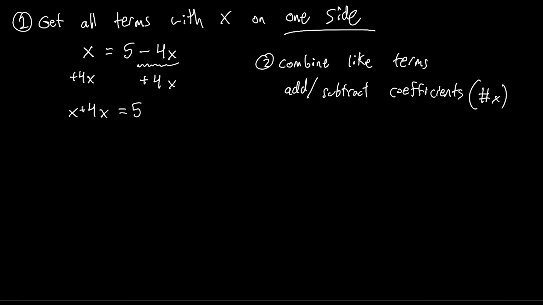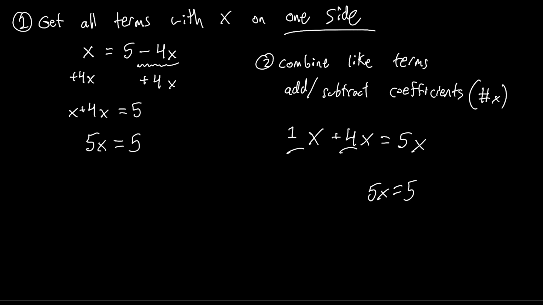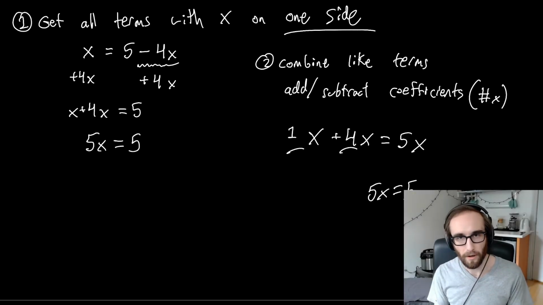So on the left side, notice we have x plus 4x. We can add these coefficients. If we have no coefficient, it just means we have 1 in front to get 5x. So on the left side, we now have 5x equals 5. Okay, so we got our x's on the same side. We added or combined like terms by adding the coefficients.